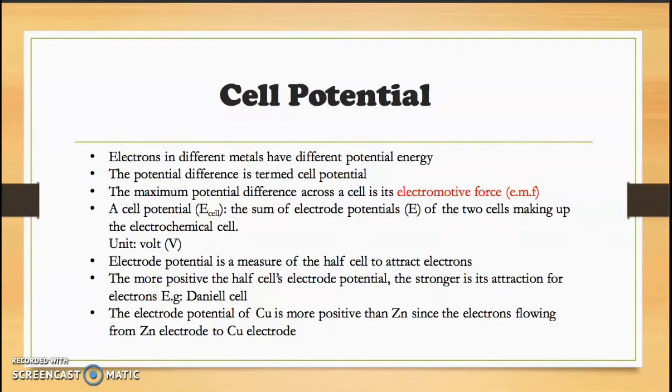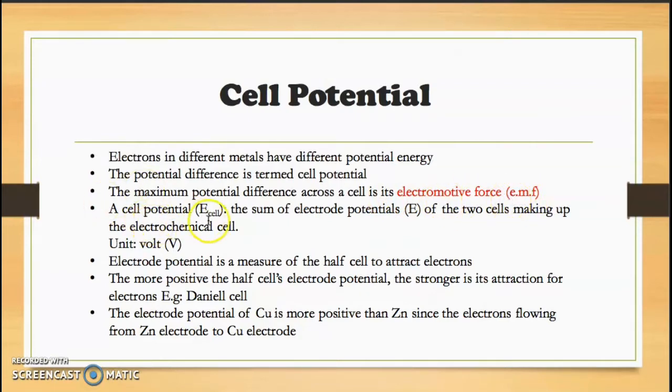Chapter 4, Electrochemistry Part 2: Cell Potential. Electrons in different metals have different potential energy. The potential difference is termed cell potential. The maximum potential difference across a cell is its EMF, electromotive force.